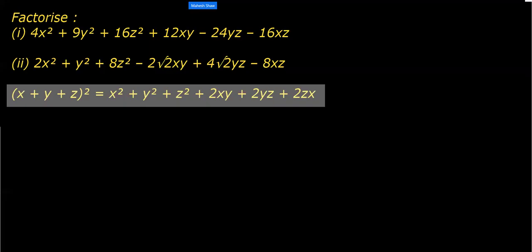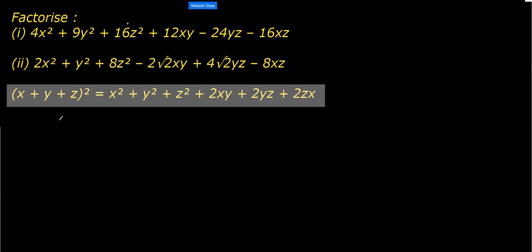In this video, I'm going to solve two questions based on factorization, using this identity: (x + y + z) whole square is x squared plus y squared plus z squared plus 2xy plus 2yz plus 2zx. Now, the very first thing that we need to remember while factorizing a question based on this identity is to identify which of them is negative.